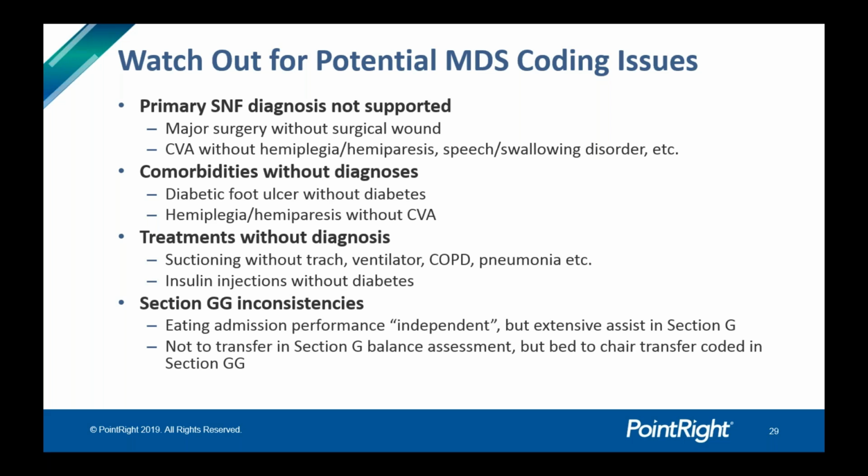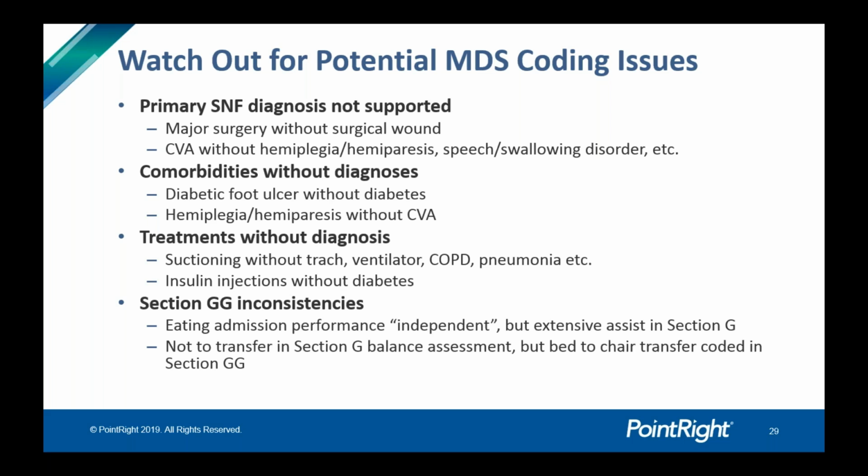Or a CVA, the MDS says that the resident has their primary clinical category as acute neuro because of a CVA, but there's no sequela from that CVA, no hemi, no speech disorder, no swallowing disorder, no cognitive problems. Revisit that and just make sure that you're capturing all of those comorbidities that go along with that stroke.